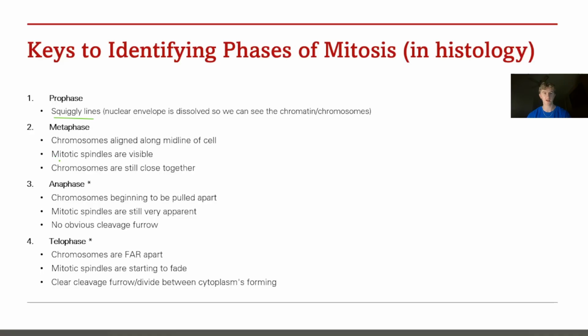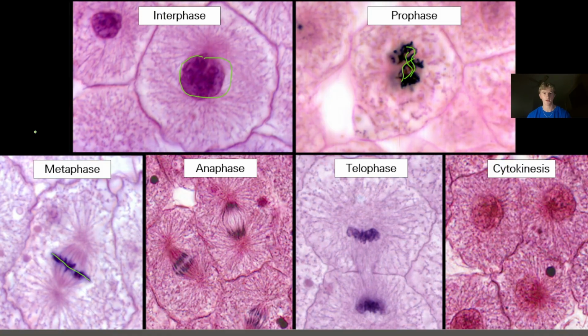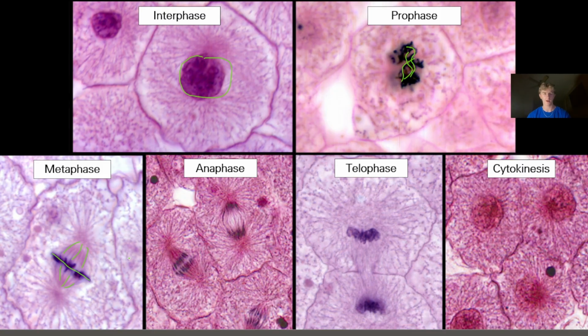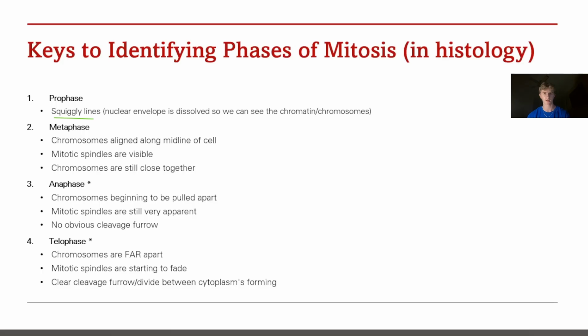We're also going to see the mitotic spindles are now visible. So again, in prophase, we don't see any mitotic spindles, but in metaphase, we do. We see these lines pulling back here and touching the chromosomes aligned along the midline. And also the chromosomes, again, are still close together. This is a way to compare metaphase to anaphase and telophase, because we can see the chromosomes continually get pulled further and further apart, but in metaphase they are very close together, which is a key defining characteristic.